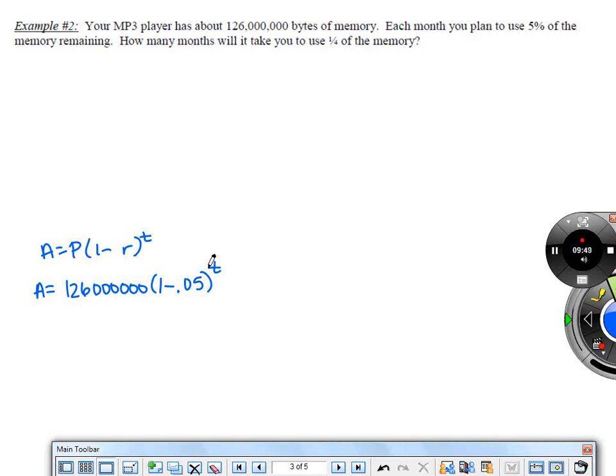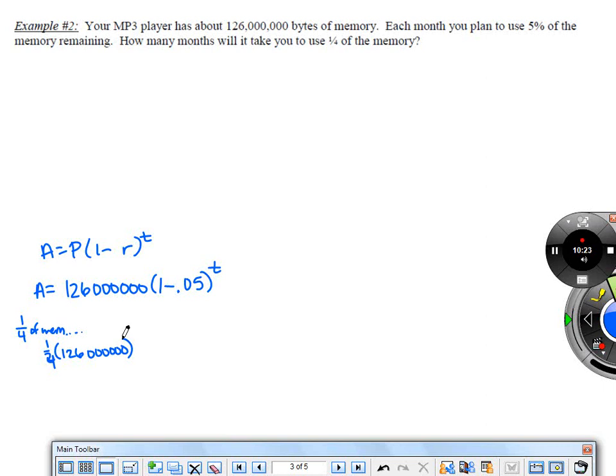Oh, so see, our question is, how many months will it take us to use a quarter of the memory? Meaning the amount that we would want to have left is 3/4 of the memory. So you could do a side calculation to figure out what is 1/4 of the memory. And so you could do a quarter of 126 million.